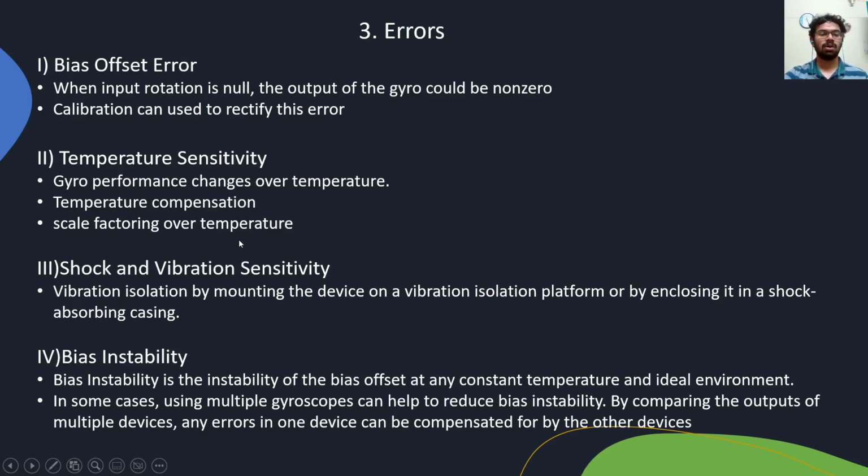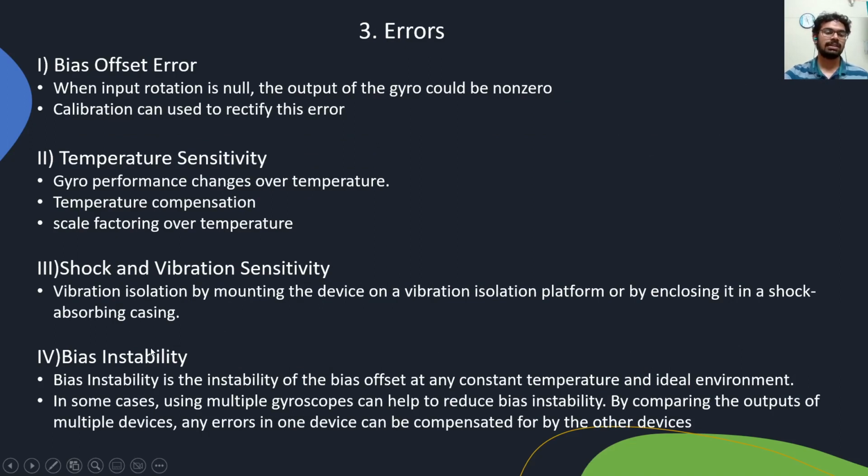And the third and mainly important fix is by using a scaling factor. We'll consider that the output of the gyroscope is linearly proportional to temperature, and we'll find the scaling factor by doing various experiments. Using this scaling factor, we can calibrate the instrument over different temperatures so that we'll get accurate results. And the third error is shock and vibration sensitivity, or the error because of the vibrations of an external force. This can easily be fixed by using a vibration isolation platform or enclosing it in a shockproof casing.